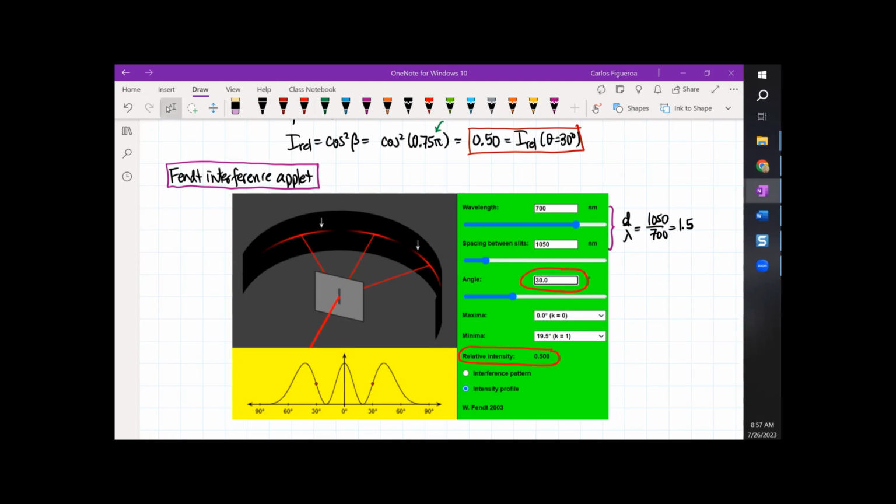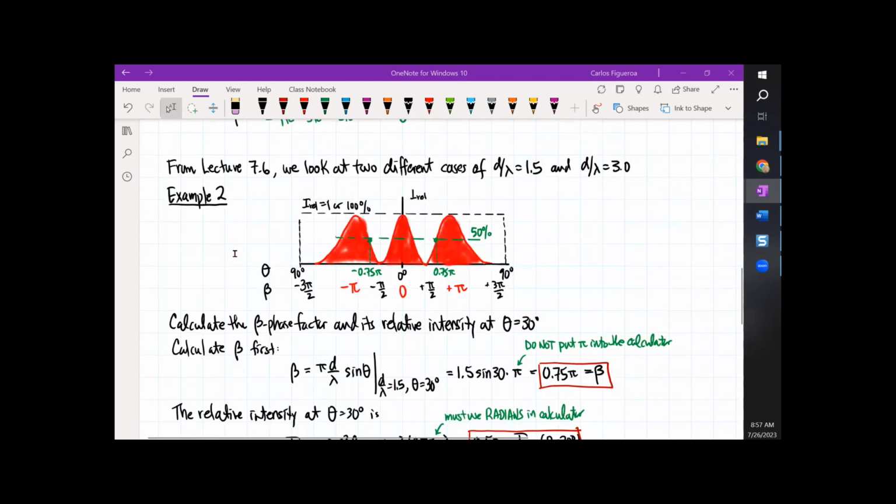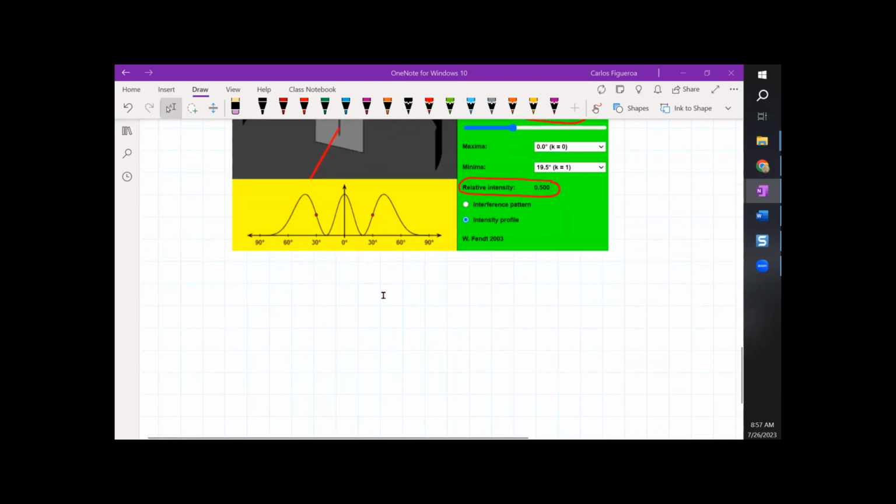Now, let's go look at our second example that we did before. This is the one where we set, let's see, what we did here, we did example 2. So now we want to do example 1.